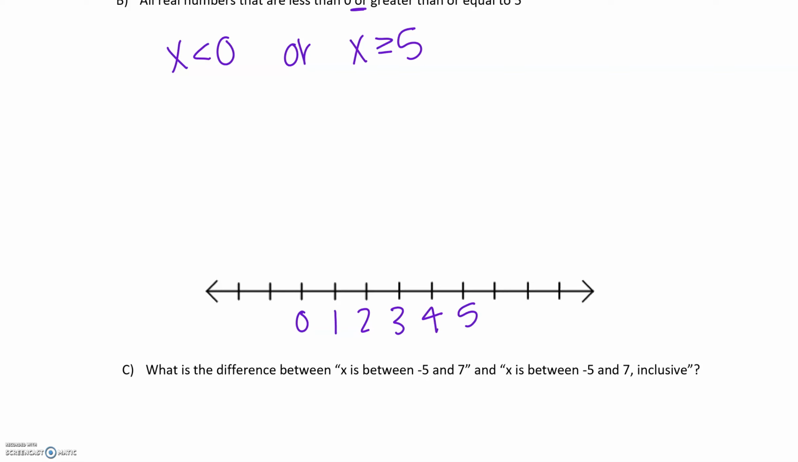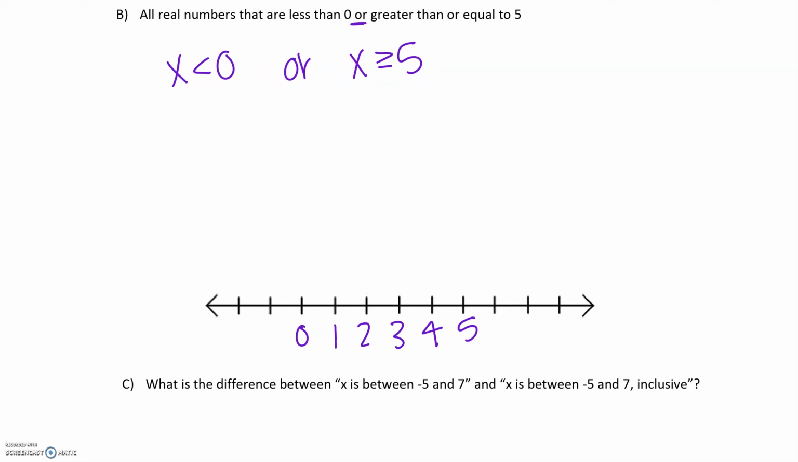Okay, so the first one we have is x is less than 0. So we've got an open circle at 0, and we are shading to the left. And then we have or x is greater than or equal to 5. So greater than or equal to means that we have a closed circle at 5, and we are shading to the right. Okay, and that's going to be our graph.